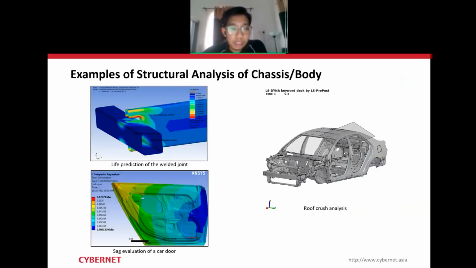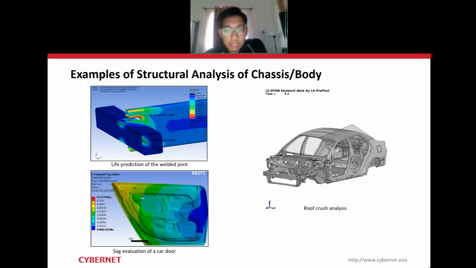So these are just some of the analysis examples that you can do with structural simulation. One example here is the life prediction of a welded joint. If the means of connection you are using is a weld, then you can definitely evaluate the life of the weld joint and also include material properties such as the SN curve in your analysis to evaluate such a phenomenon.